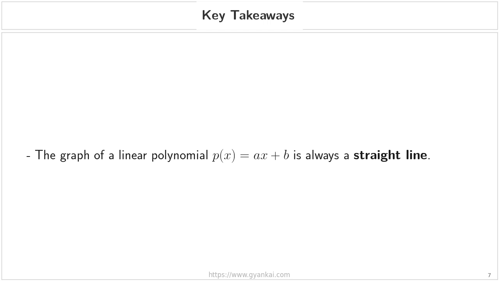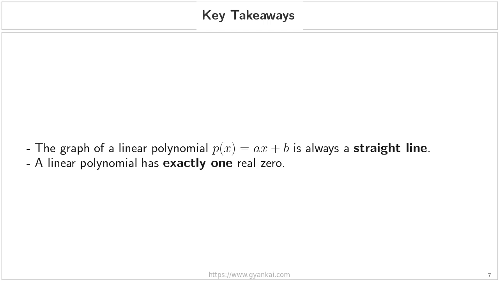Key takeaways. First, remember that whenever you see a linear polynomial, which we write as p of x equals ax plus b, the graph will never be curved or wavy. It is always, without fail, a straight line. Second, because it is a straight line that isn't horizontal, a linear polynomial will have exactly one real zero. There won't be 2 or 3 different answers, just one unique value.